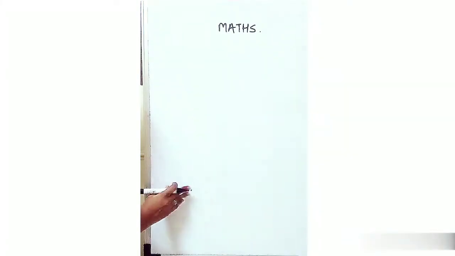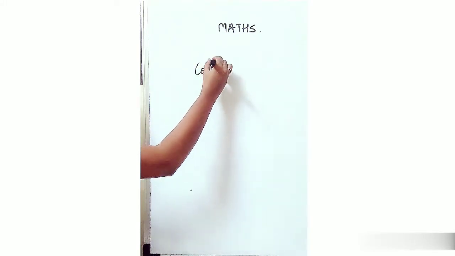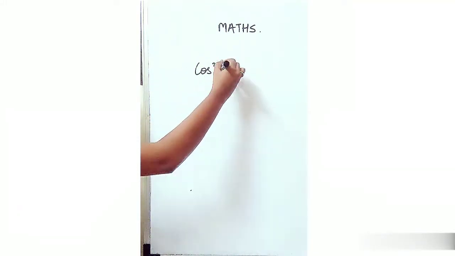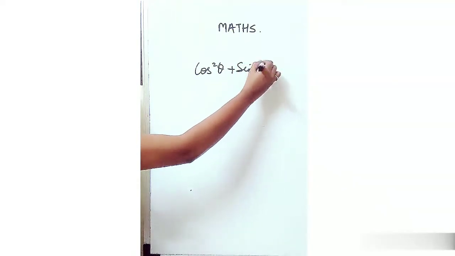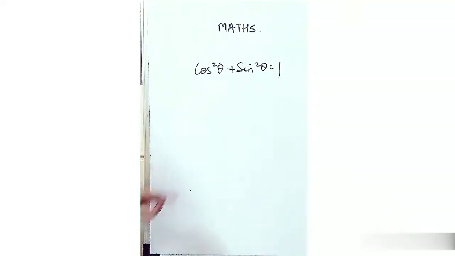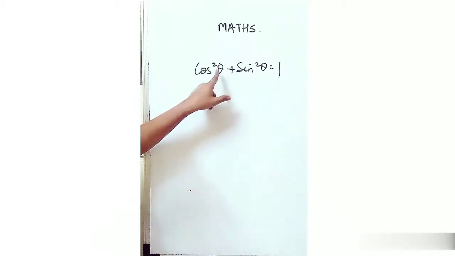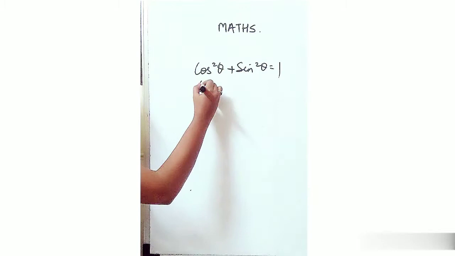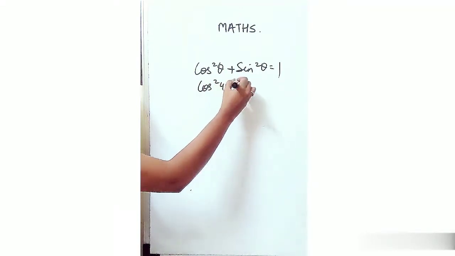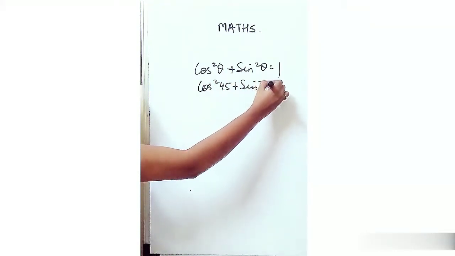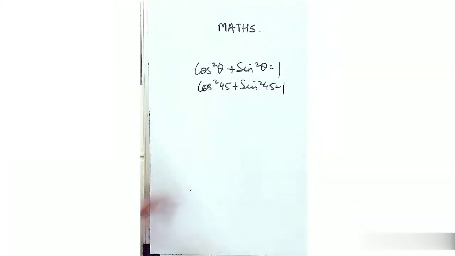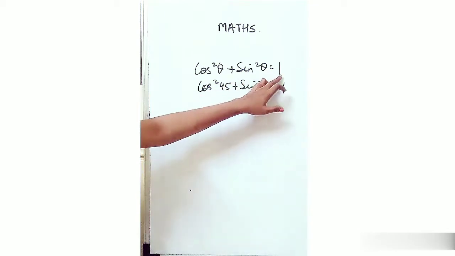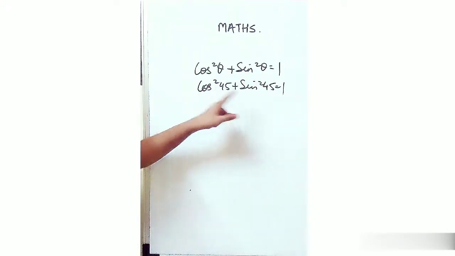Now the first identity is very simple: cos square theta plus sin square theta is equal to 1. Very important here is that you should note that this theta should be the same. It shouldn't be a different angle. For example, I'm talking about cos square 45 plus sin square 45. Then only the answer will come 1. If both the angles are different, the answer will not be 1. So that is wrong. The angle should be equal. This you should always remember.